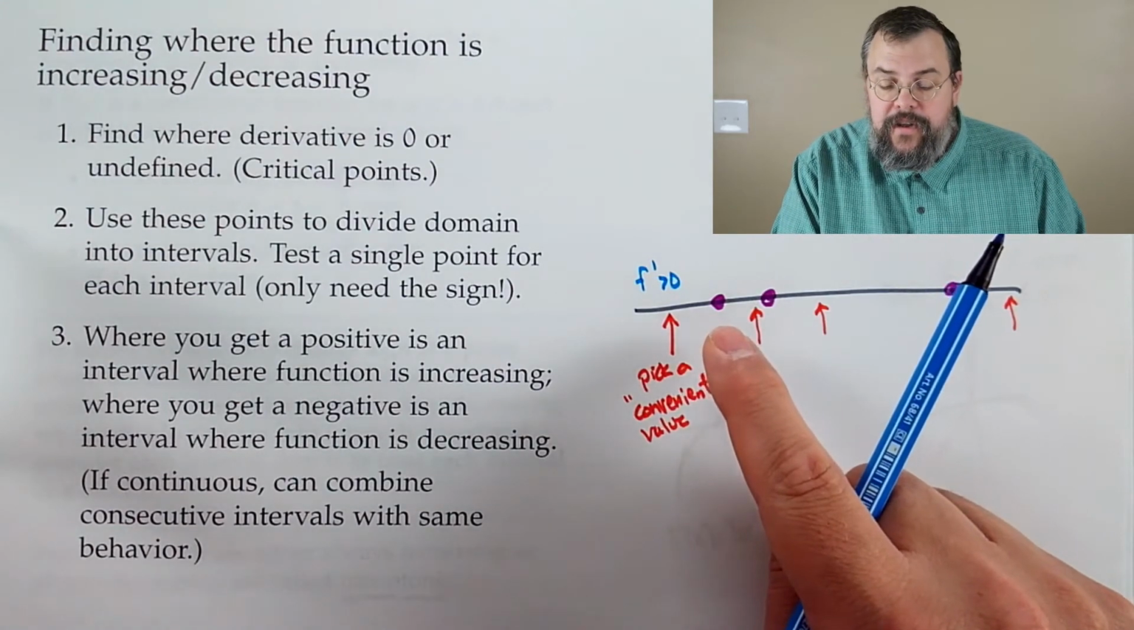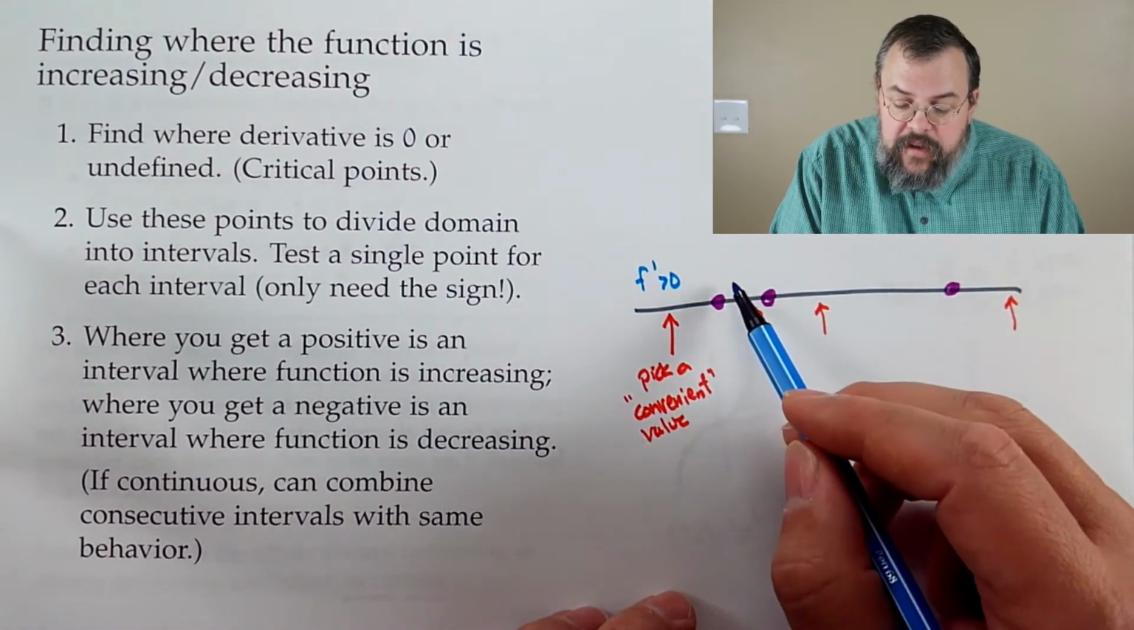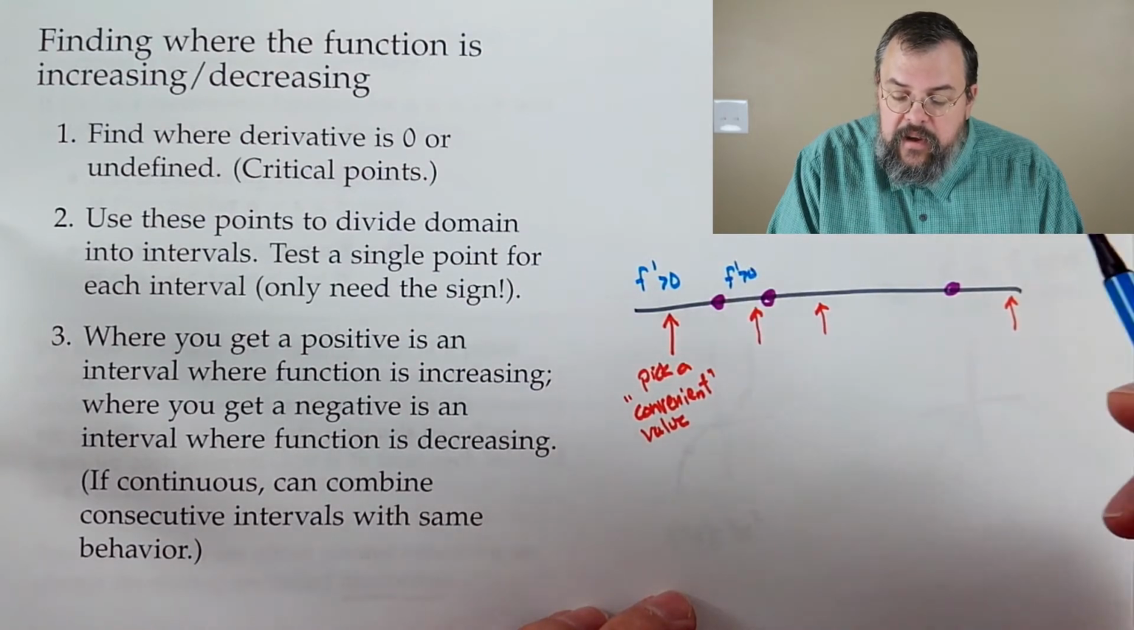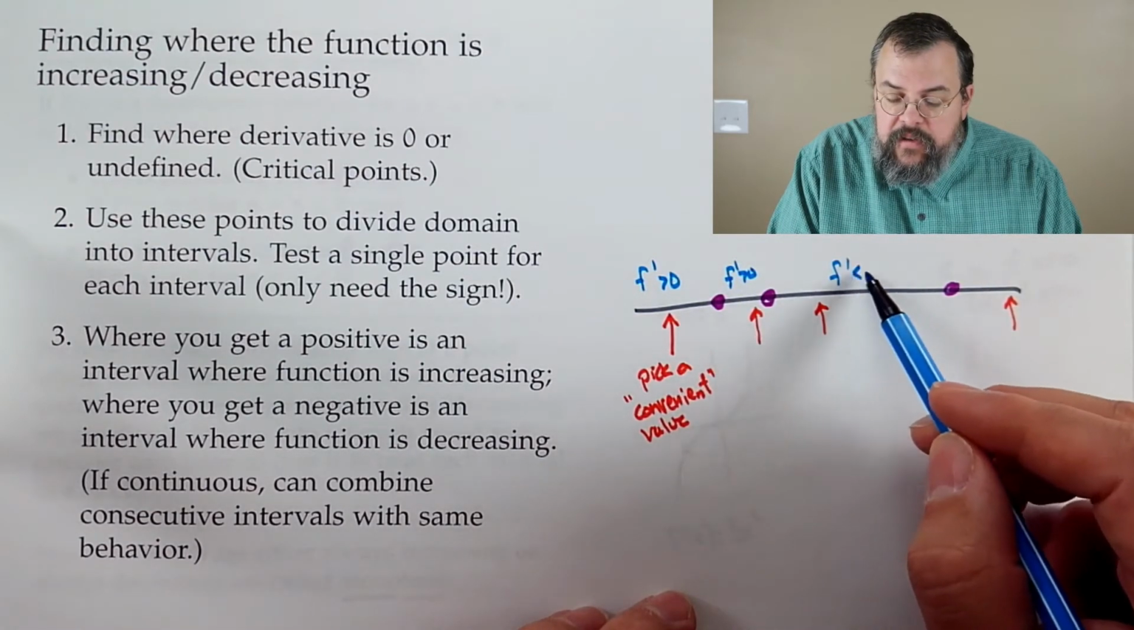All right, well, now what? I repeat. Maybe it's the case that the derivative is, again, positive. And then over here, maybe the derivative is negative.